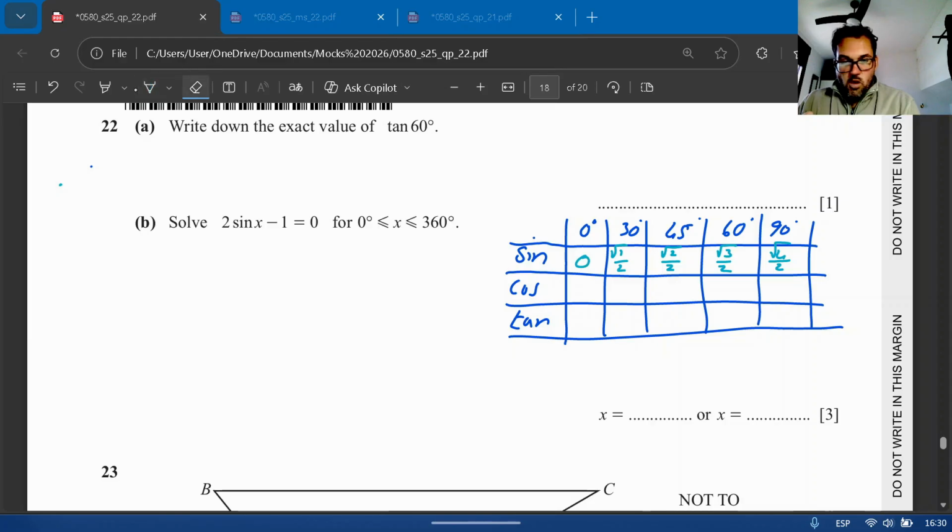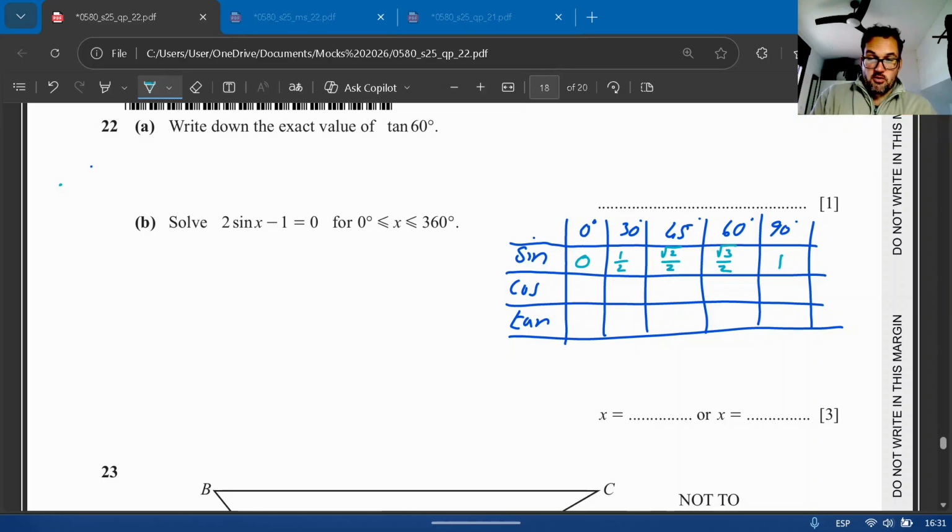Square root of 1, of course, is 1, so we can change that to just a half. Square root of 2, we can leave it like this. And the last one, square root of 4, of course, is 2. And 2 divided by 2 is 1.